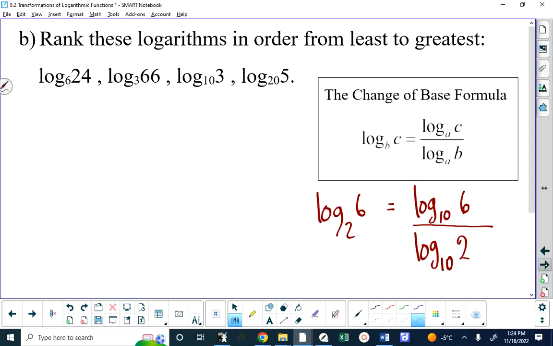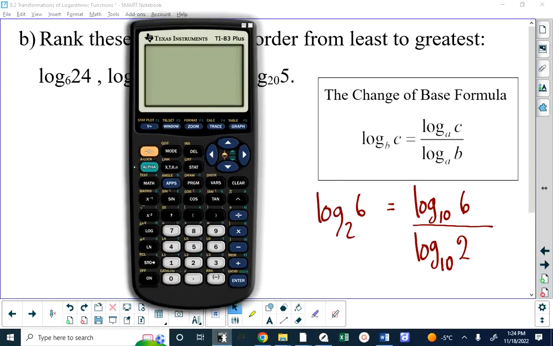Remember we had an x-intercept or a y-intercept? I guess it was a y-intercept of negative log base 2 of 6. Well, do you remember we said it was somewhere between -2 and -3? Log of 6 divided by log of 2 is 2.5849. And there was a negative in front. So that was the intercept.